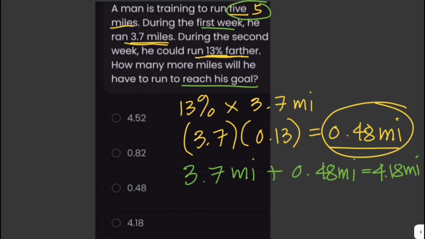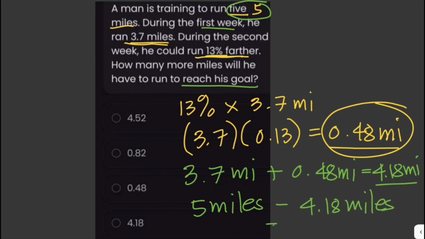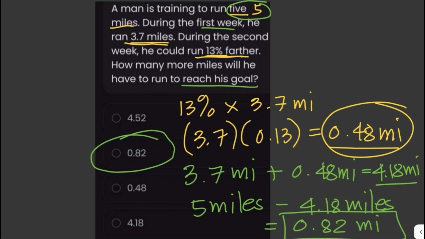Then we can just subtract 4.18 miles from his original goal, which is 5 miles. So that would be 5 miles minus 4.18 miles equals 0.82 mile. So that means he needs to run 0.82 mile to reach his goal, which is 5 miles. So the answer is 0.82.